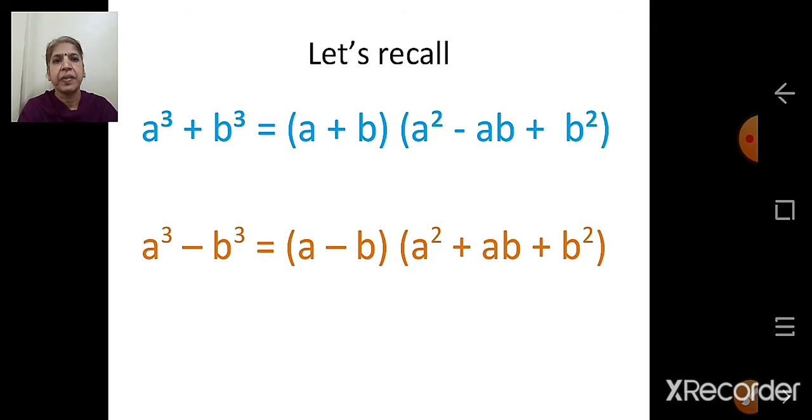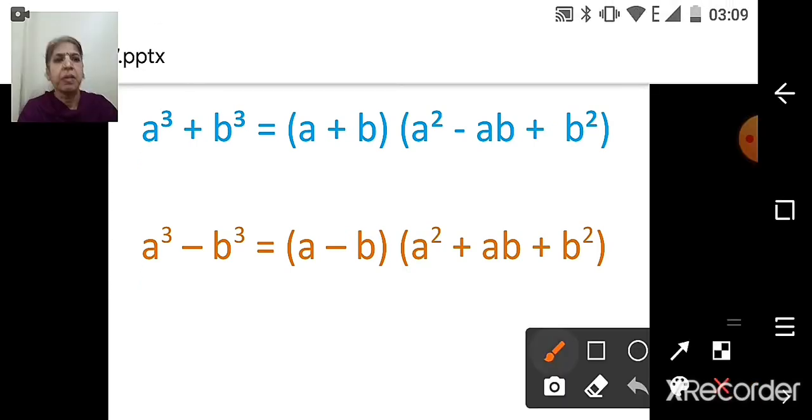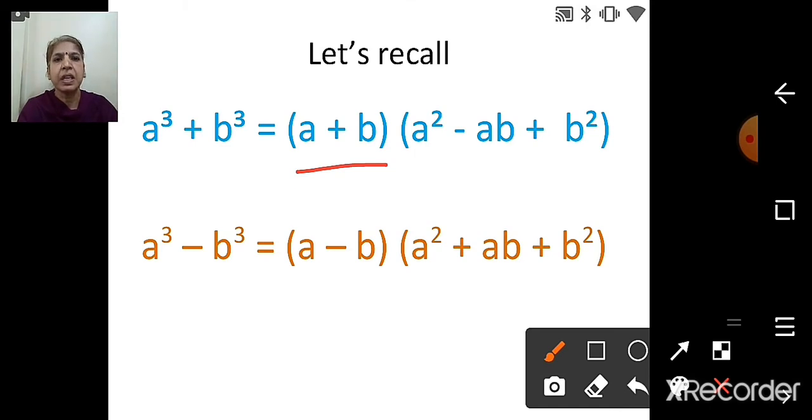Answer: A cube plus B cube is equal to A plus B, the whole bracket multiply with A square minus AB plus B square. And the next formula is A cube minus B cube is equal to A minus B, the whole bracket multiply with A square plus AB plus B square.